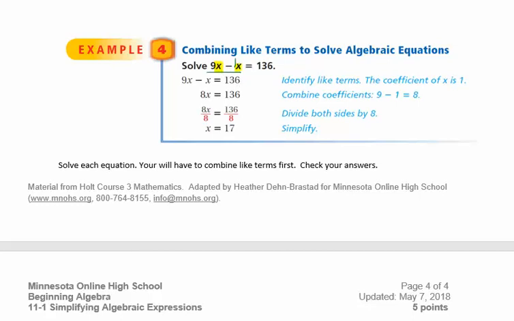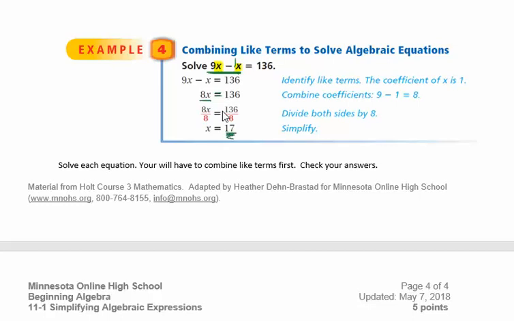So what I'm going to do instead of undoing something is, since they're on the same side of the equal sign, that's very important, they're both on the left, I can combine like terms. 9x minus 1x is 8x. And then I put my equal sign again, and then the 136. Now you solve by undoing. 8 times x, the opposite of multiplying by 8 would be to divide by 8. So I would divide both sides by 8 and get 17.